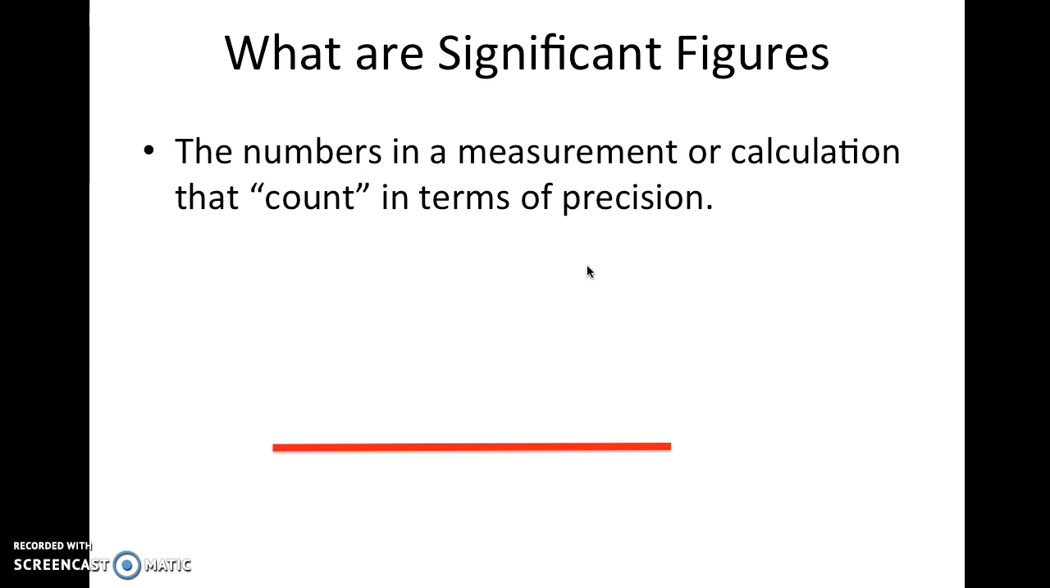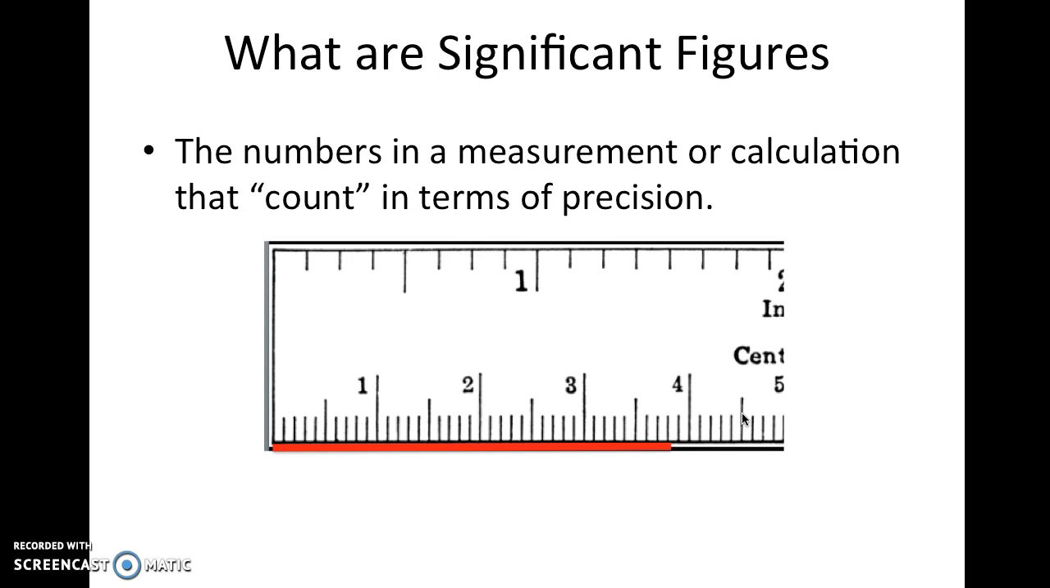Those are the numbers in a measurement or calculation that count in terms of precision. So let's say, for example, we have this red line and we want to measure the length of it. What would we do? We would take a ruler, and this being a science class where we use the metric system, we would use the centimeter side and measure the length of the line. Now notice that this line falls somewhere between 3.8 and 3.9 on the centimeter scale.